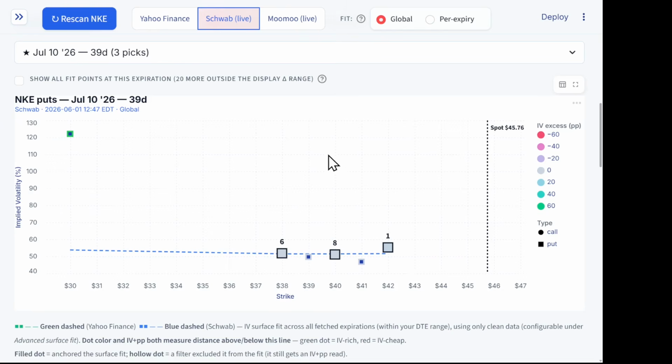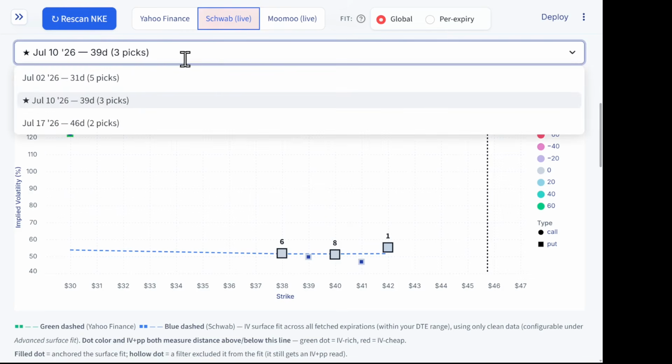And finally, I like to focus on monthly expirations. They're a little more liquid than weeklies. They usually fall between the 15th and 20th of the month. Let's look at that one, July 17th.